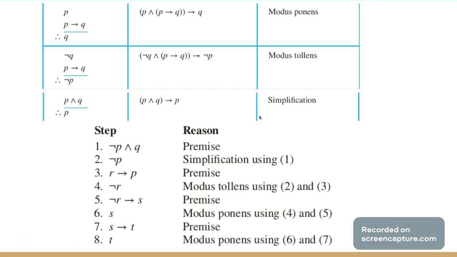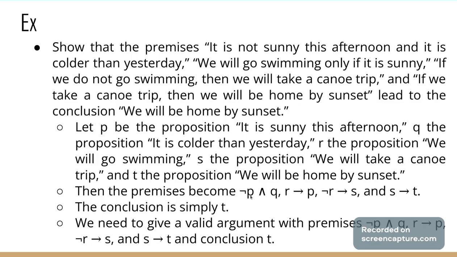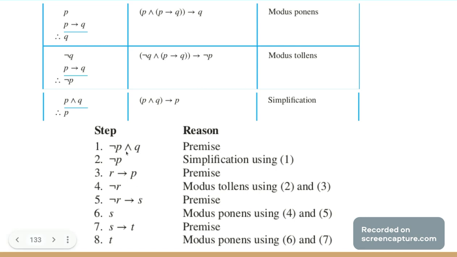This is the reasoning. In this reasoning, I'm using simplification, modus ponens, and modus tollens. Whatever we are using over here, I have just copied and pasted on top so that I don't have to flip through the slides. We are going to begin with the first premise, not P and Q. When we use simplification, P and Q implies P. So when we use simplification from 1, we get not P.